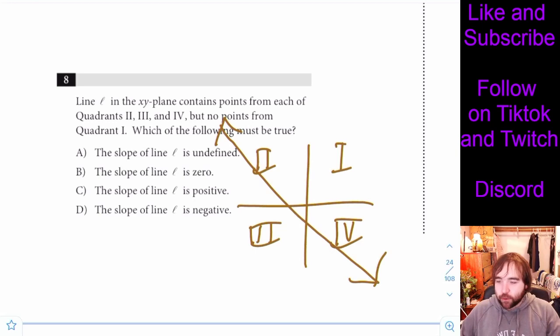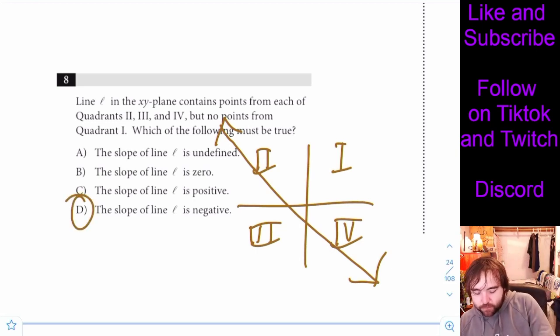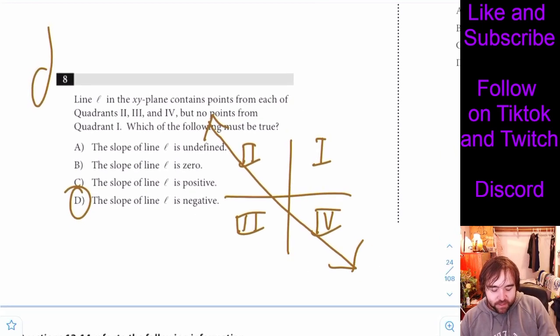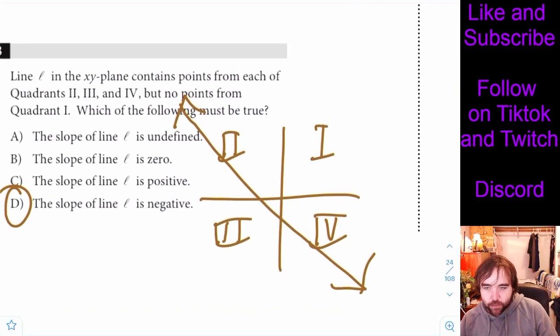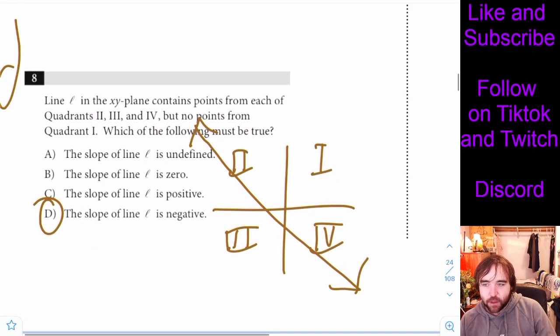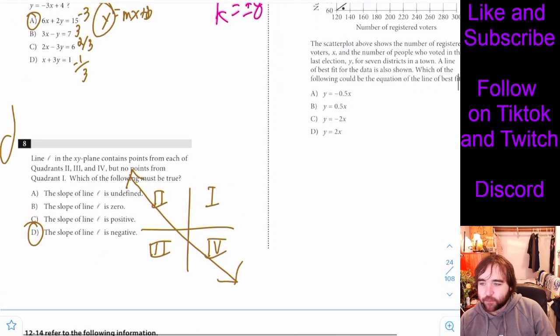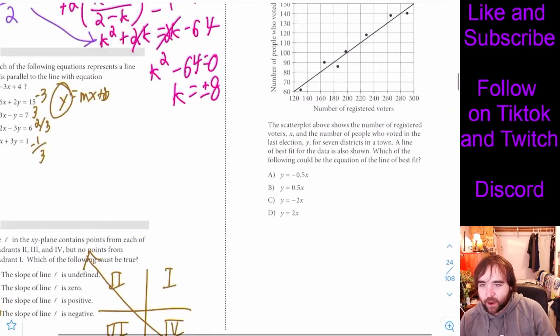So what must be true? We'll look at the line. The slope is negative. You can't draw a positive slope. You can try to think about how you could draw a positive slope that goes through those 3 quadrants, but not the first one. But no, there's no way you can do that, if it has to be a straight line, and it says that, right? The line. So, yeah.